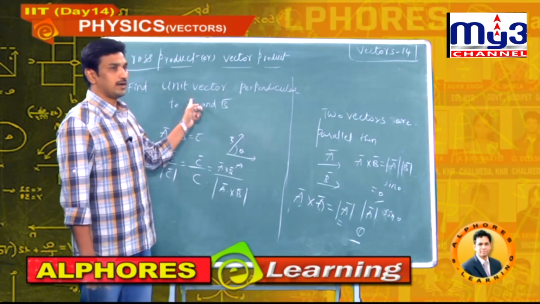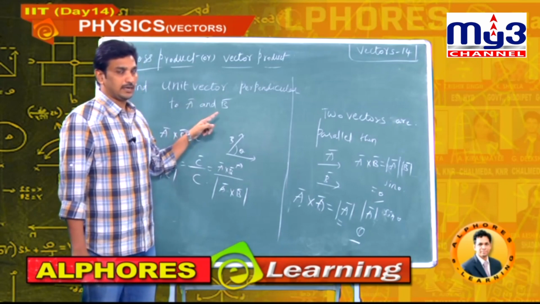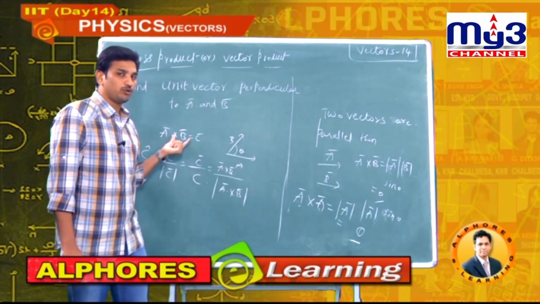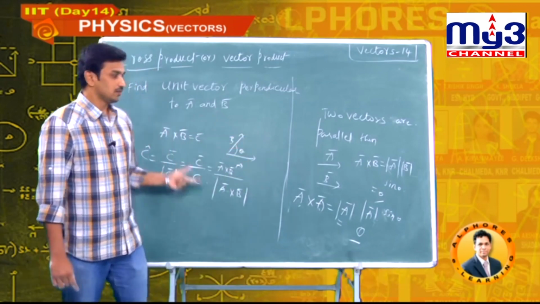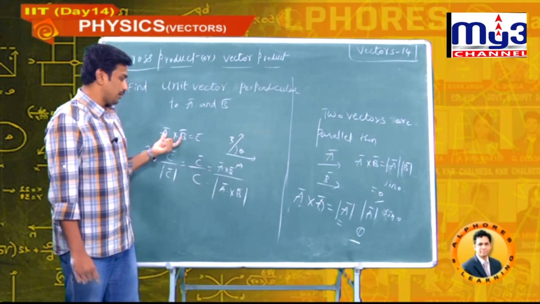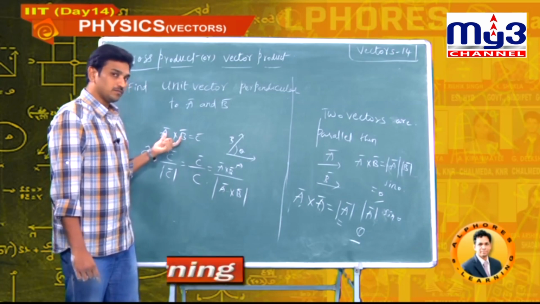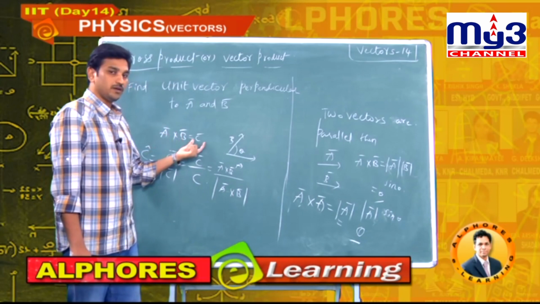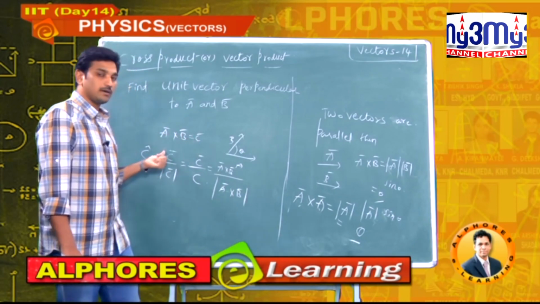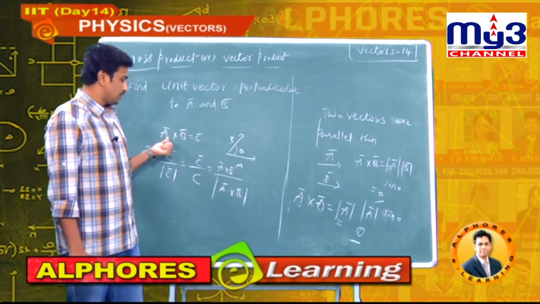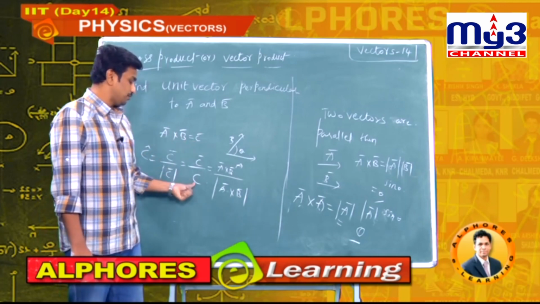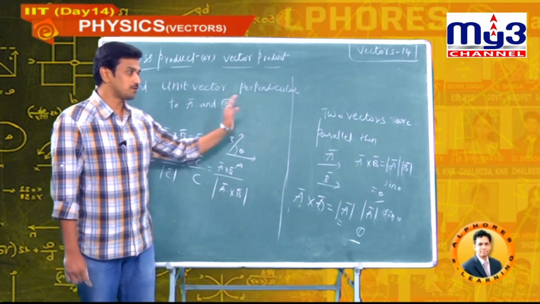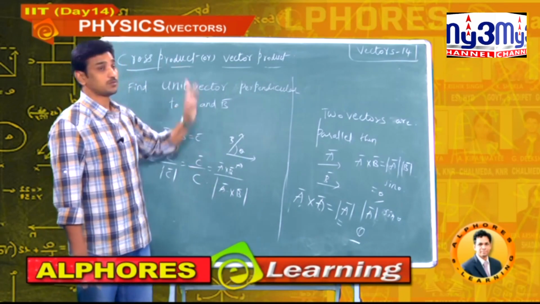And last, the vector perpendicular to A bar and B bar is A bar cross B bar. They will ask you the unit vector of this A bar cross B bar in the question. Let this be C bar. What is the unit vector of C bar? C bar by mod C bar. C bar is A cross B, and mod C bar is the mod of A cross B. In this way we will solve the unit vector problems of the cross product.